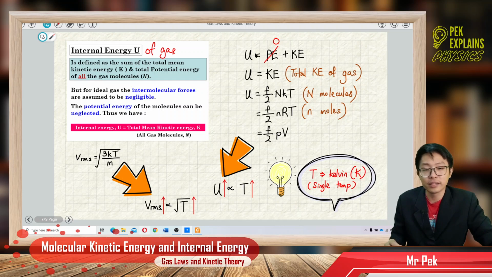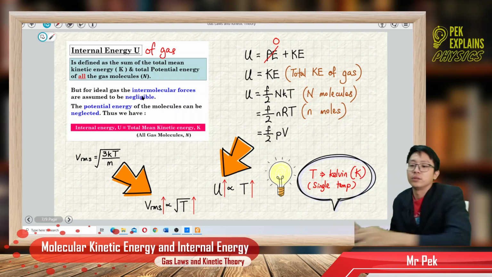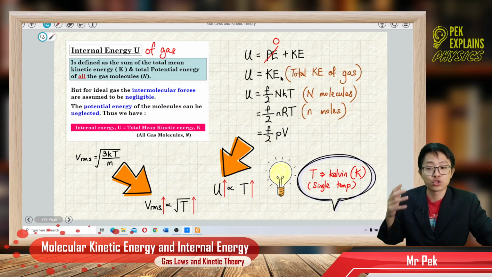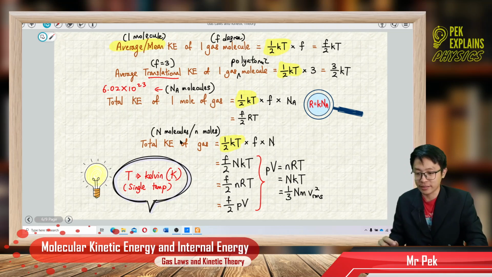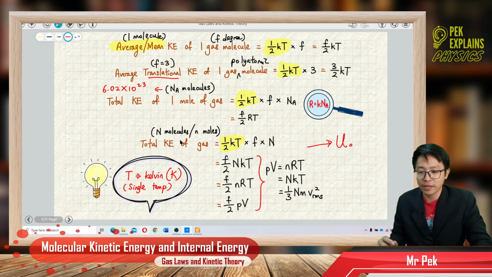So it's just like this. This is the internal energy of gas: the potential energy of gas plus the kinetic energy of gas. But the potential energy is zero because of negligible intermolecular forces between the gas particles. So the internal energy of gas is solely the total kinetic energy of gas, which we learned just now. The total kinetic energy of gas we already got is f over 2 NkT, f over 2 nRT, or f over 2 PV. What is this? This is the internal energy of gas.